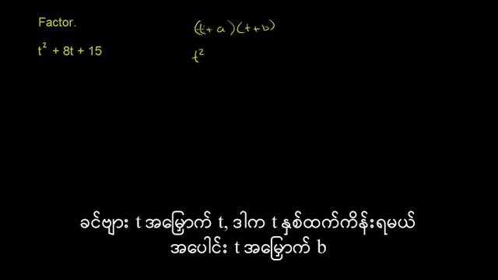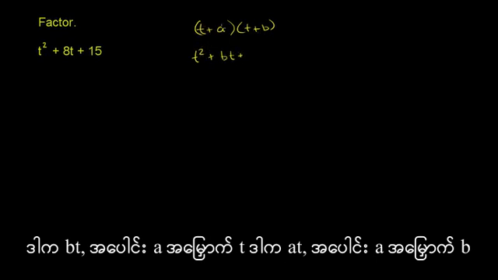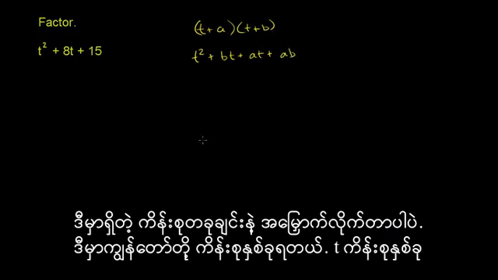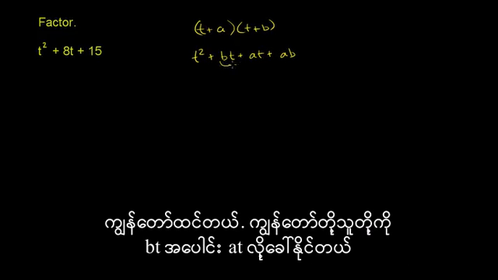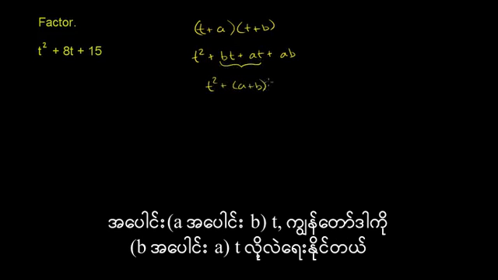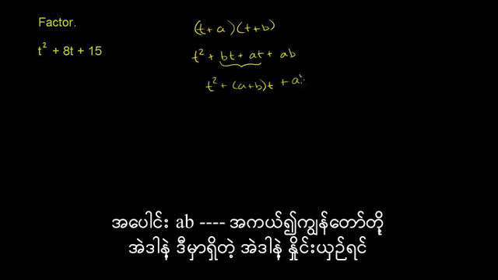is t squared, plus t times b, which is bt, plus a times t, which is at, plus a times b, which is ab. We essentially multiplied every term here by every term over there. And then we have two t terms, I guess you could call them. This is bt plus at. So we could combine those, and we get t squared plus (a plus b)t. I could have written this as (b plus a)t as well, plus ab.